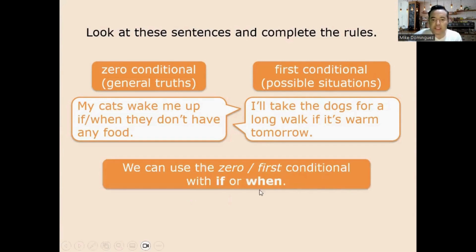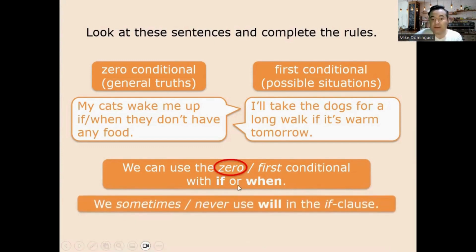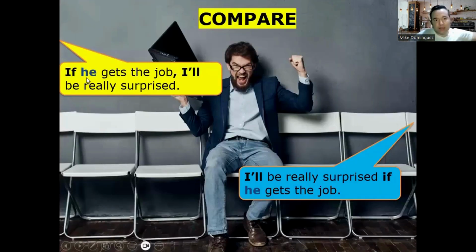So use the zero conditional with if or when, no problem. With zero, use if or when. Both are okay with the zero conditional. Not with the first conditional, but with the zero conditional. Sometimes or never use will in the if clause. Never mix if with will. So in that if part, don't put the will, don't mix in the will. The will already comes as the consequence of that conditional.